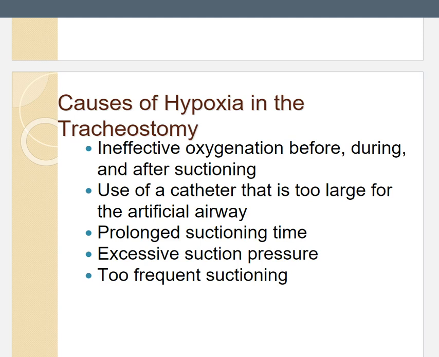Causes of hypoxia: ineffective oxygenation before, during, and after. Maybe the catheter is too large and it's obstructing. Proper technique: we only suction when we're coming back out, not when we're going in. Prolonged suctioning: you're staying in there too long, so the patient's not able to ventilate and oxygenate. Excessive suction pressure: it should be on very low to medium pressure. And too frequent suctioning can also cause it, because you're still sucking out all that oxygen.